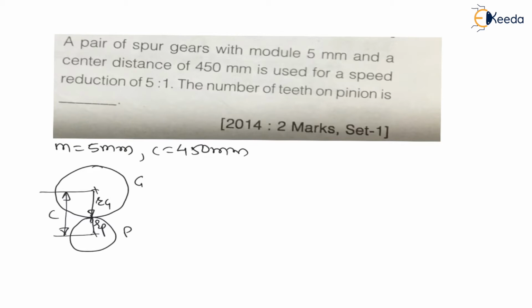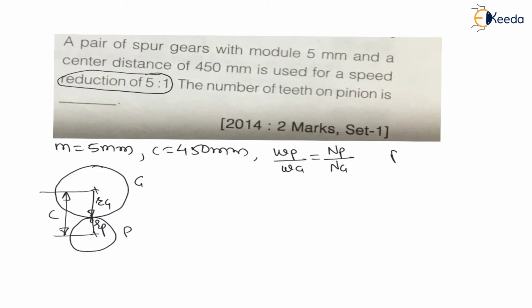Now here speed reduction is 5:1 given. Definitely we know that the speed of pinion is more because the size of pinion is less, as angular velocity of pinion will be more because size of pinion is less. That already we have seen in theory lectures. Therefore this ratio is angular velocity of pinion divided by angular velocity of gear, which we can say as rpm of pinion divided by rpm of gear.